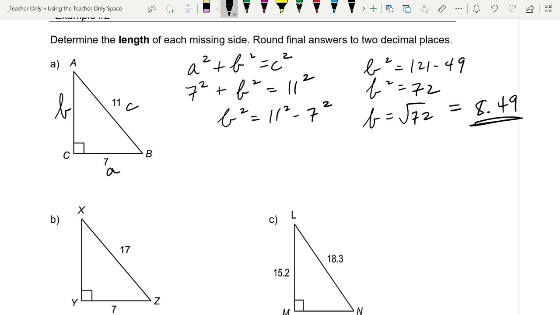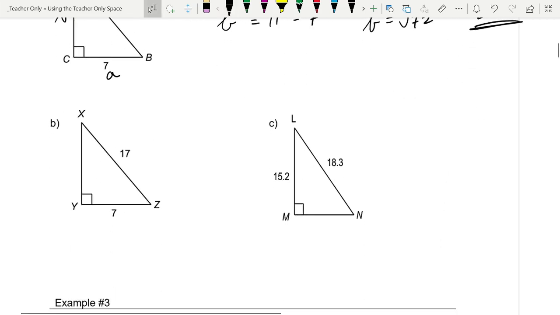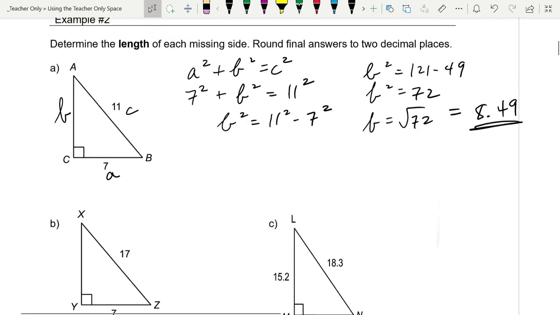Okay? All right. Let's give you a try. You do B and C without my help. This, we are using the formula. There it is right there.